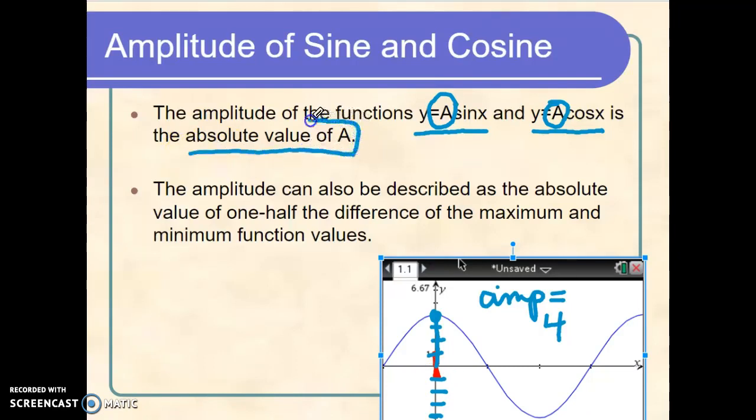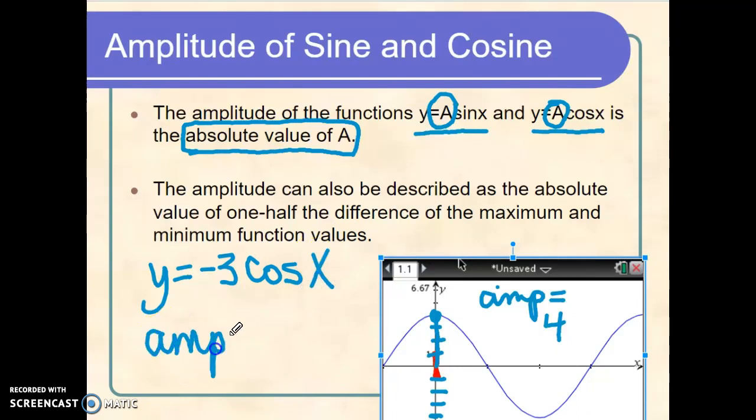So, for example, if you had y equals, let's just say, -3 cosine of x, the amplitude is not -3. The amplitude would be the absolute value of A, and A in this case is -3. So the amp of that would be 3, which means that it would approach a maximum value of 3 and a minimum value of -3, as opposed to regular old cosine that goes to a maximum of 1 and a minimum of -1.